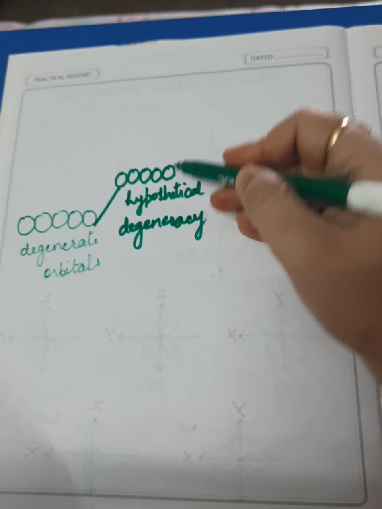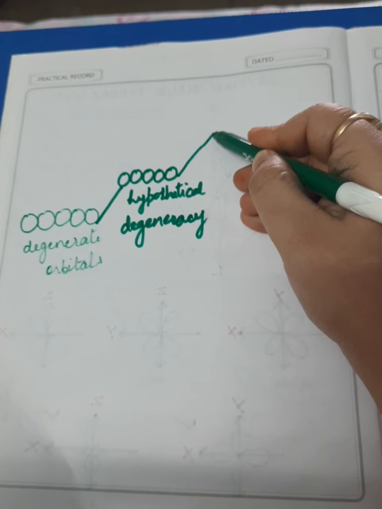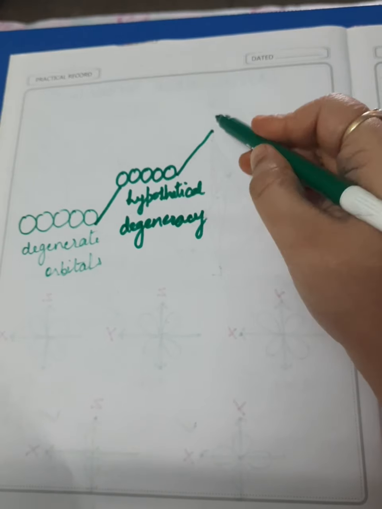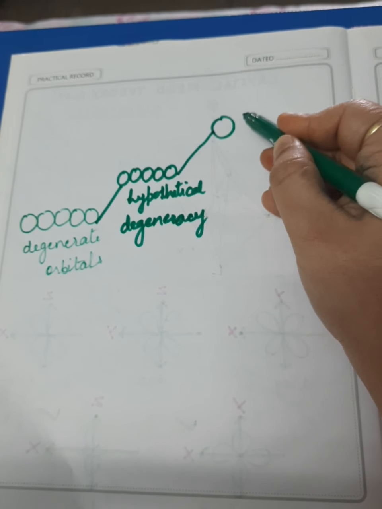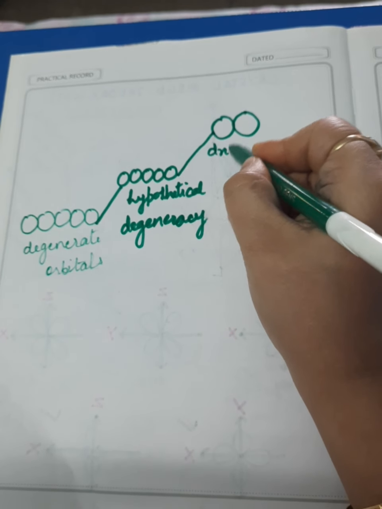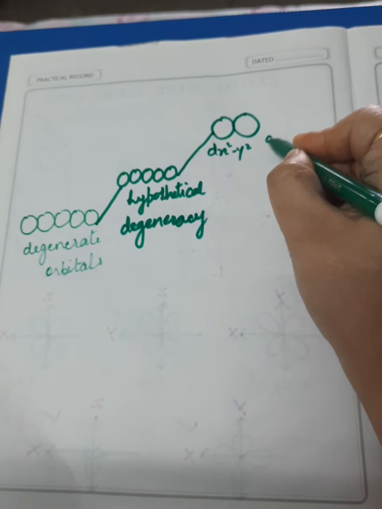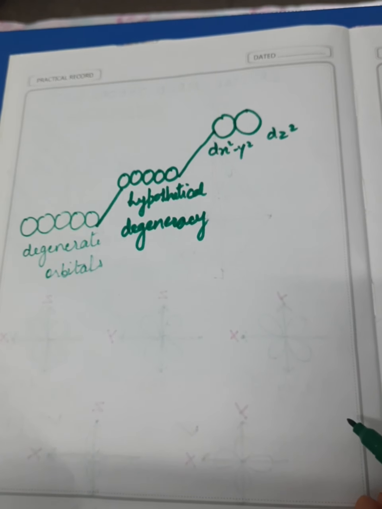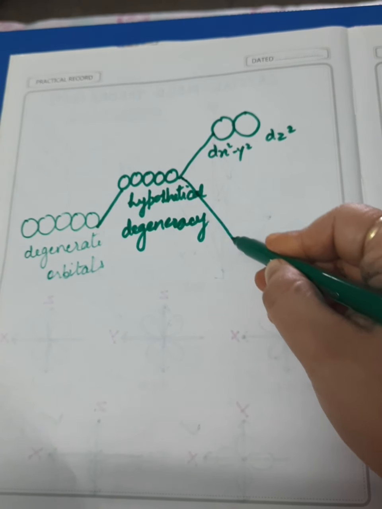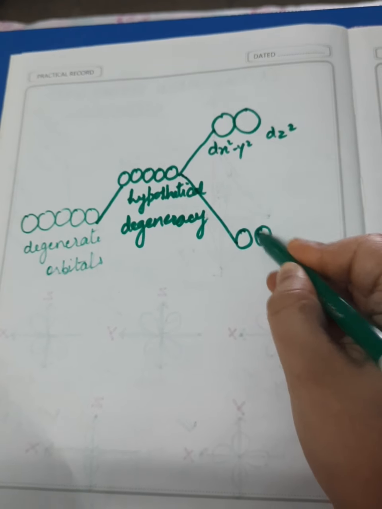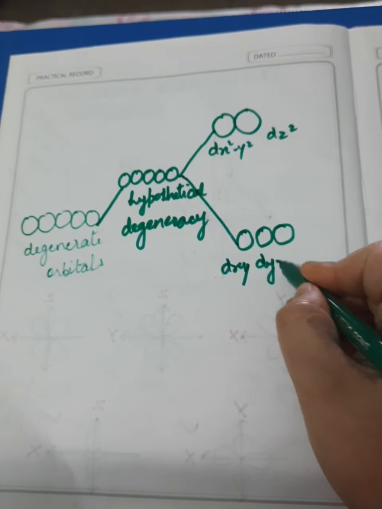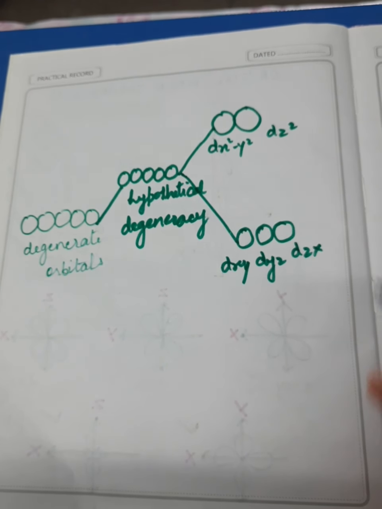Now, which are these two sets? The first set is the set of orbitals which get the maximum repulsion. One is dx square minus y square and the other one is dz square. The minimum repulsion will be faced by the 3 orbitals, which we know very well. They are dxy, dyz and dzx or xz.